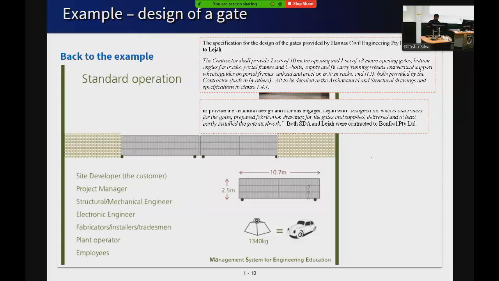In addition, designers basically prepare fabrication drawings for the gates and supplied, delivered, partly installed the gate steelwork. So a company called SDA was also contracted by one of the original contracting companies. Now there's a little bit of a confusion here on who's been contracting whom, and you'll see the consequences of that later when I go through the case study.